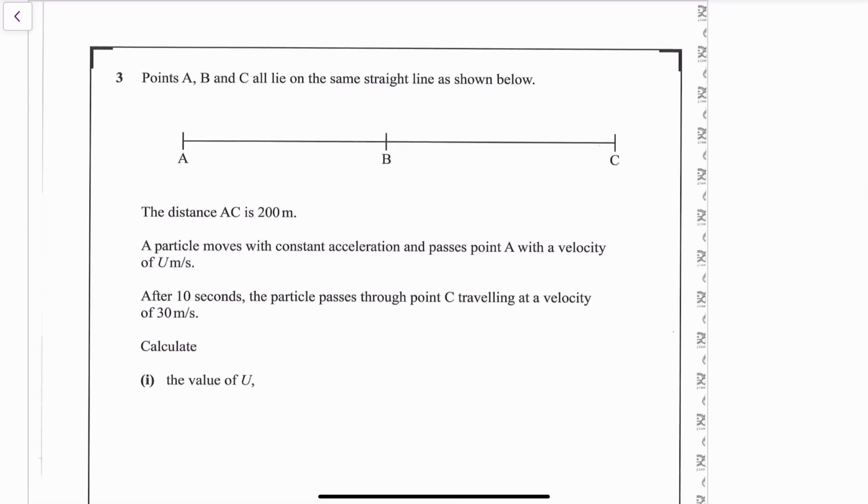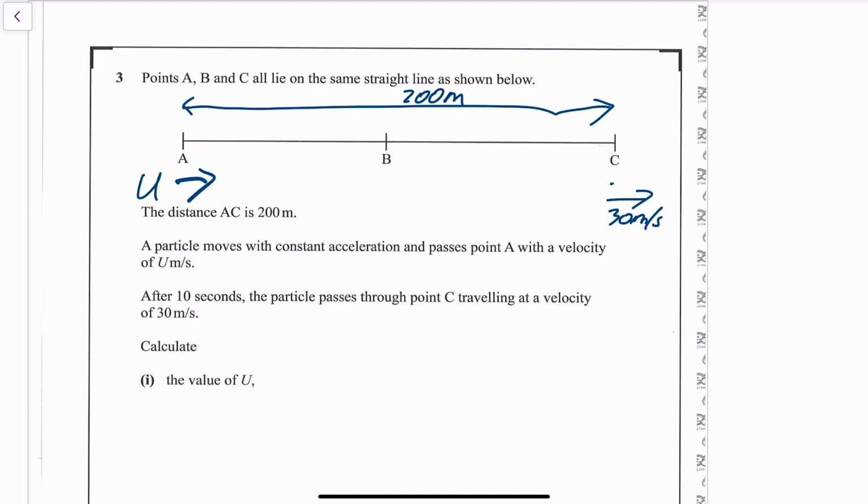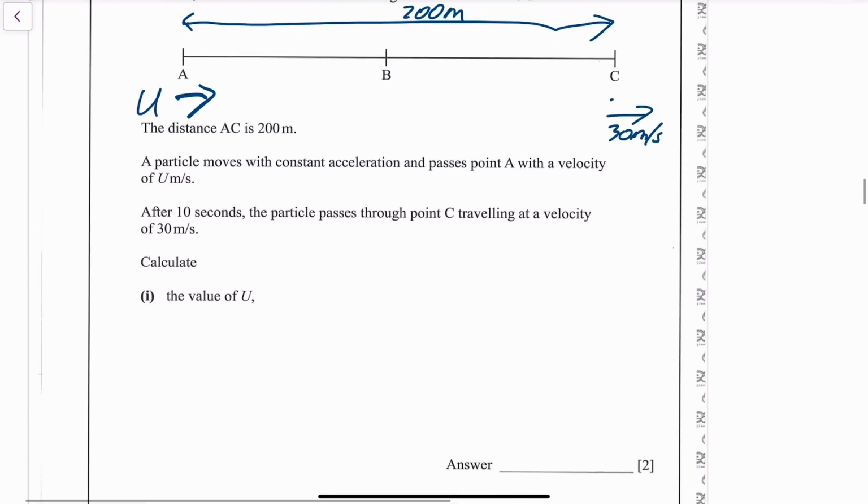Okay, next question says A, B, C all lie on the same straight line as shown below. The distance from A to C is 200. Let me just mark that on, just in case I forget that. That's 200. And a particle moves with constant velocity and passes A, so it passes A at this point with a velocity of capital U. After 10 seconds, it passes through C, traveling at a velocity of 30. So it gets here, it's going at a velocity of 30 meters per second. Here, it's going at a velocity of capital U. Calculate the value of U.